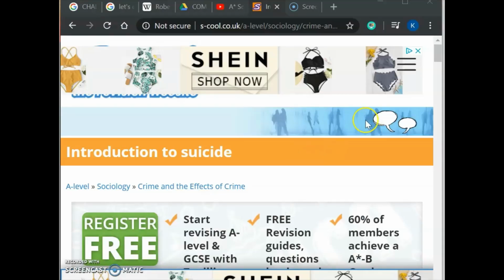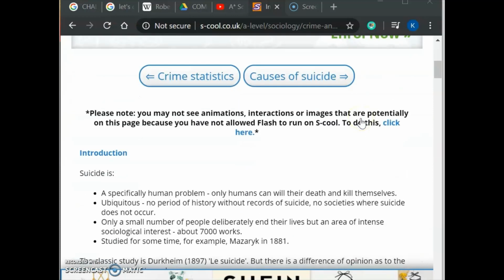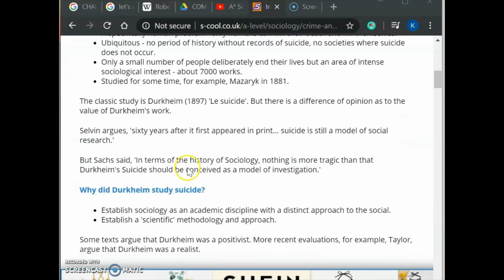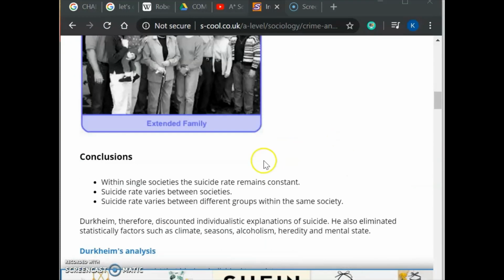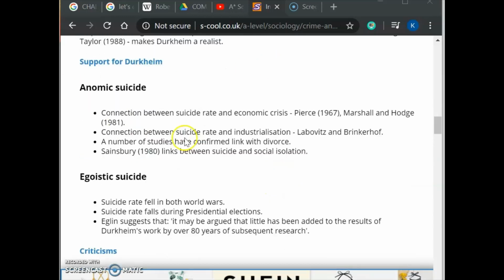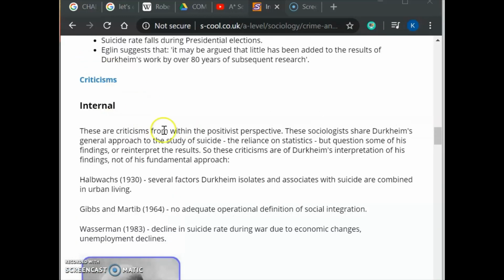Okay. So the website looks a little bit like this, and as you go down it gives you a brief introduction and what the findings were, and the different types of suicide that I want you to have a look at, and the criticisms. Okay, so pause that there, have a little bit of a read, take your time. If you want to make notes, that's fine, and then join back in when you are ready.